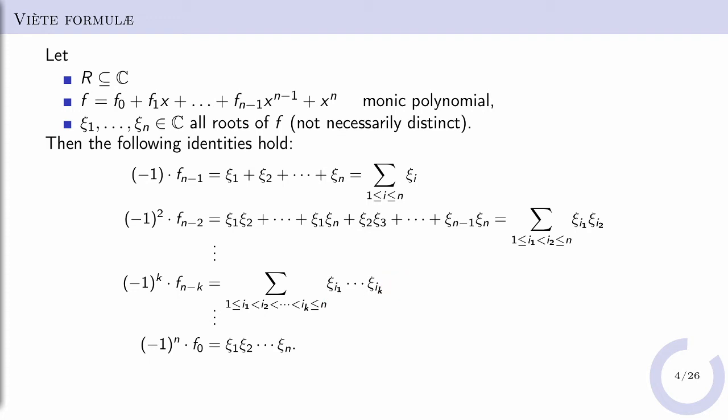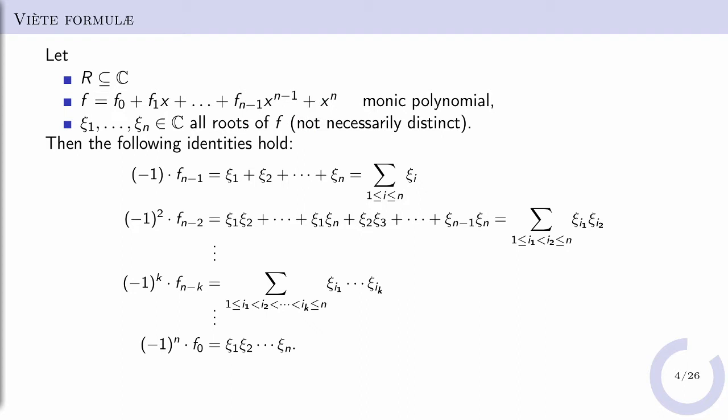But since we have exactly n roots, due to the fundamental theorem of algebra, there is only one product of this form which has length n, and this product consists of all the roots. So f_0 times minus 1 to the nth power is just the product of the n roots. This is a version of Viète's formula for a monic polynomial, when we had 1 here.